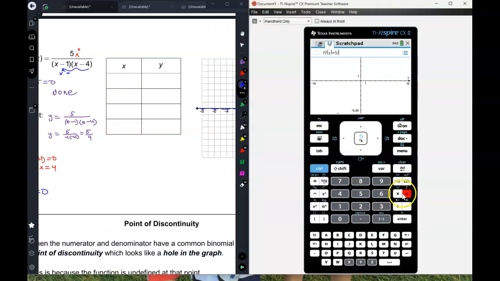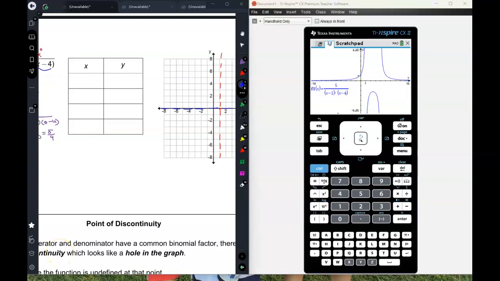So what is our lovely function here? 5 over, in parentheses, we have to double the parentheses here. I open up a parenthesis, then in another one, I go x minus 1, close, and then another one, x minus 4. Go ahead and graph that. So at the very left, I have x equals 0 and x equals negative 1. So let's do -1 and 0. Control T.